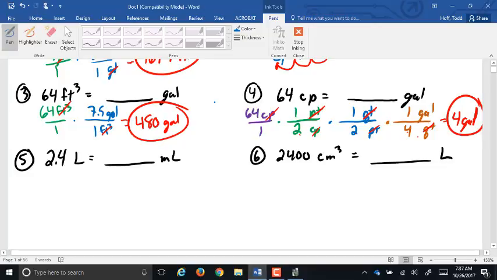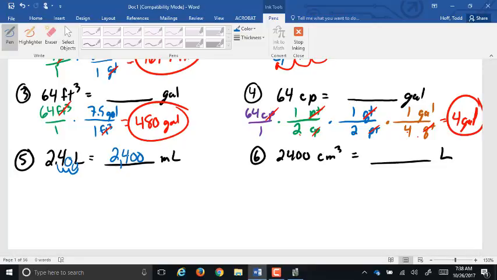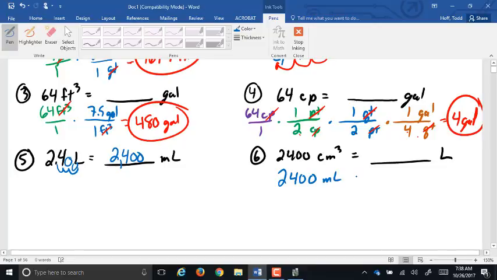2.4 liters going to milliliters. How many spots is that? 3. You've got to fill in some zeros. 2,400 milliliters. 2,400 cubic centimeters going into liters. A cubic centimeter is equivalent to what? A milliliter. So we're basically going from milliliters to liters. It's 3 spots, 2.4 liters.